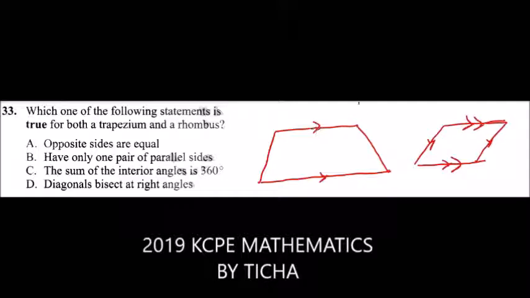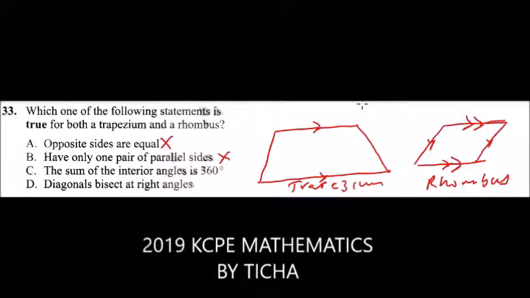Now, having drawn that, this is a trapezium, and this is a rhombus. So we read, opposite sides are equal. That is not true, because for a trapezium, these two parallel sides are not equal. If they are equal, then it becomes a parallelogram. Have one pair of parallel lines. That is not true, because a rhombus has a pair of parallel lines. That is a pair. This one doesn't. This one has one pair of parallel lines.